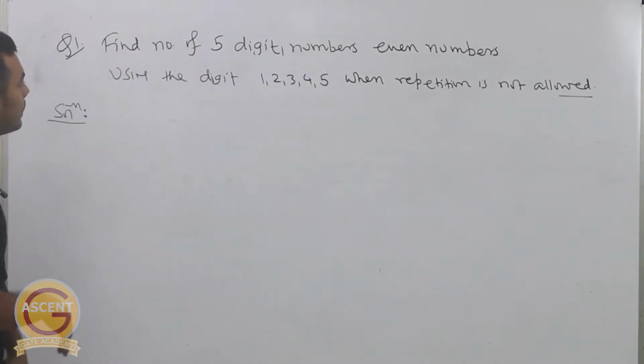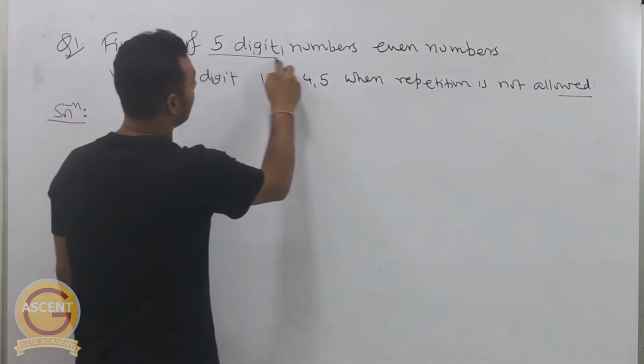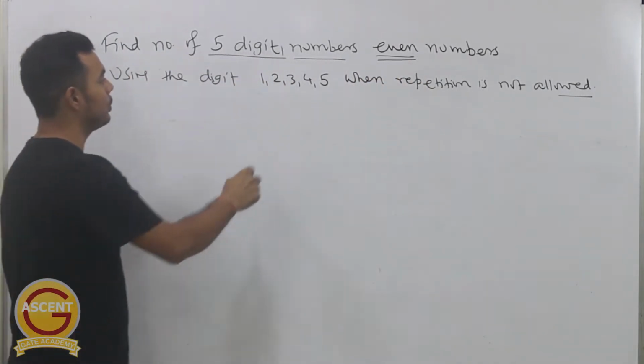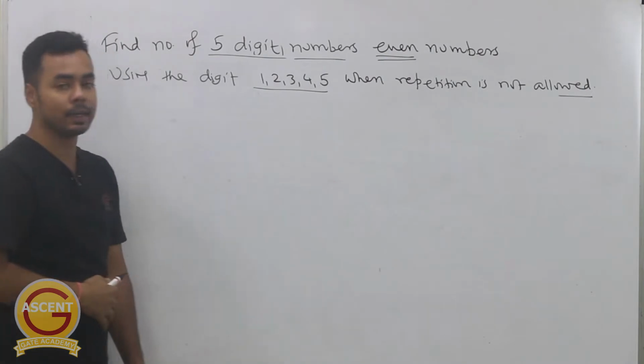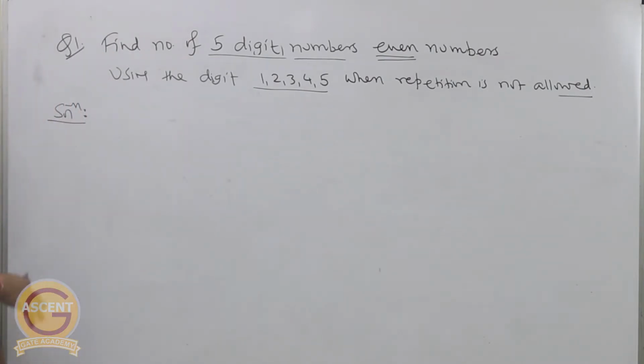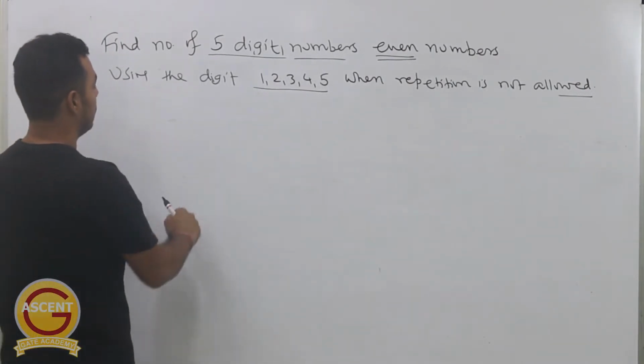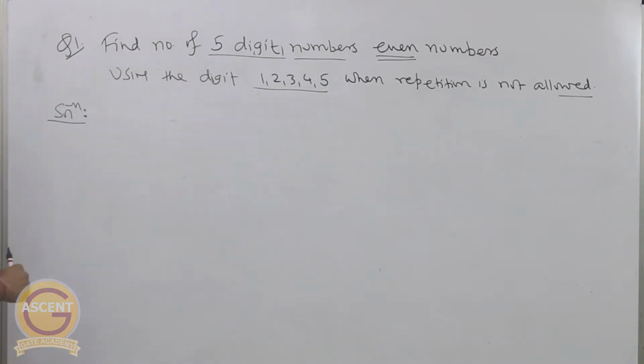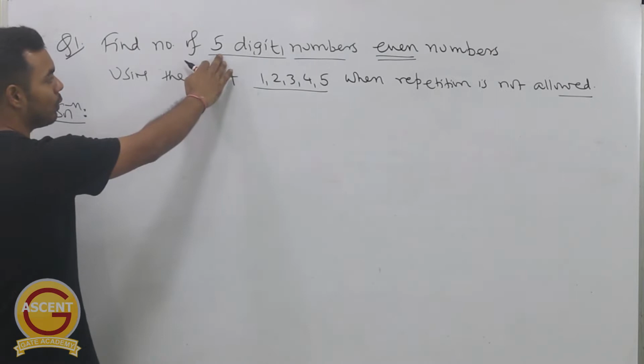Okay, so our next problem is: find the number of 5-digit even numbers that can be formed using the digits 1, 2, 3, 4, 5 when repetition is not allowed. So here we have to form an even number. Now we know that a number is even when the digit on the unit place is even.